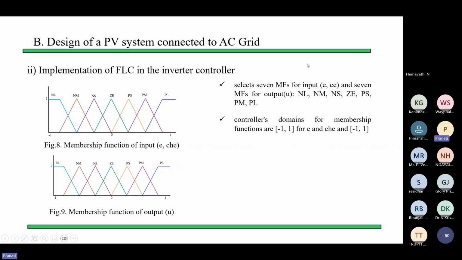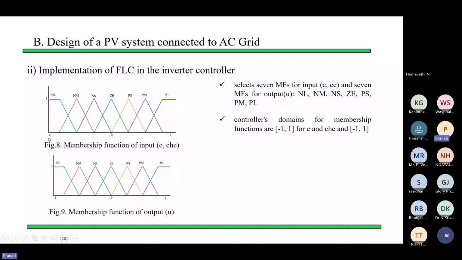Then the fuzzy logic controller is implemented in the inverter control strategy. These are the membership functions of input. E is error and CHE is the change in error. These are called the membership functions. NL stands for negative large. NM stands for negative medium. NS stands for negative small. ZE stands for zero error. PS stands for positive small. PM is positive medium. PL stands for positive large value.